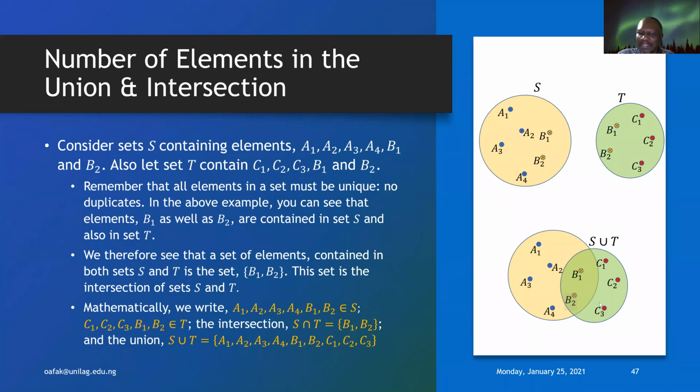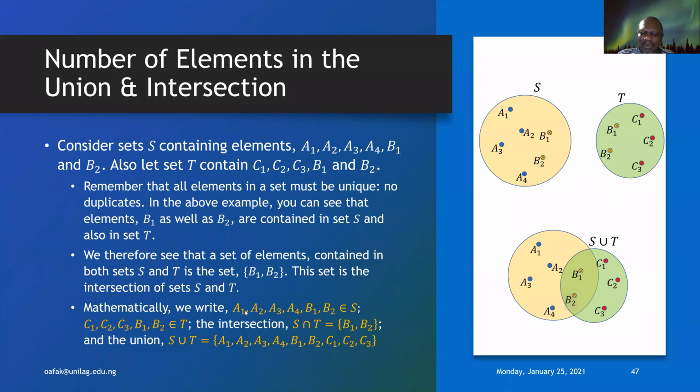So if you now try to form the union, first of all, let us go step by step here. All elements in the set must be unique, no duplicates. In the above sets, you can see that elements B1 as well as B2 are contained in both set S and set T. The set of elements contained in both S and T is B1 and B2. If you are looking for elements that belong to both, you can see that B1 belongs to both, B2 belongs to both. That is their intersection. This set, B1, B2, is the intersection of the sets S and T.